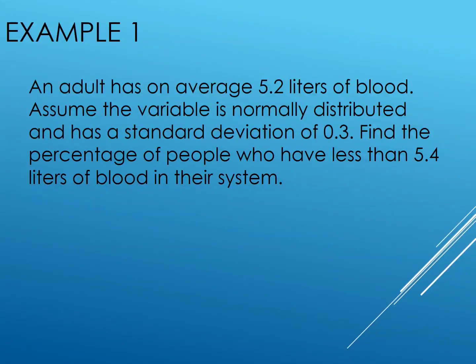So for an example, an adult has on average 5.2 liters of blood. Assume the variable is normally distributed and has a standard deviation of 0.3. Find the percentage of people who have less than 5.4 liters of blood in their system. Now, there are three numbers here that we have to care for and what the question is asking. Number one, the average is 5.2 liters of blood, so that is my mu. It says it's normally distributed, so it's bell-shaped, and has a standard deviation of 0.3, so my sigma is 0.3. It says find the percentage, not the probability, and less than, so from before, less than means the left side of our distribution, and 5.4 liters of blood is the data value we care for, so that is my x.